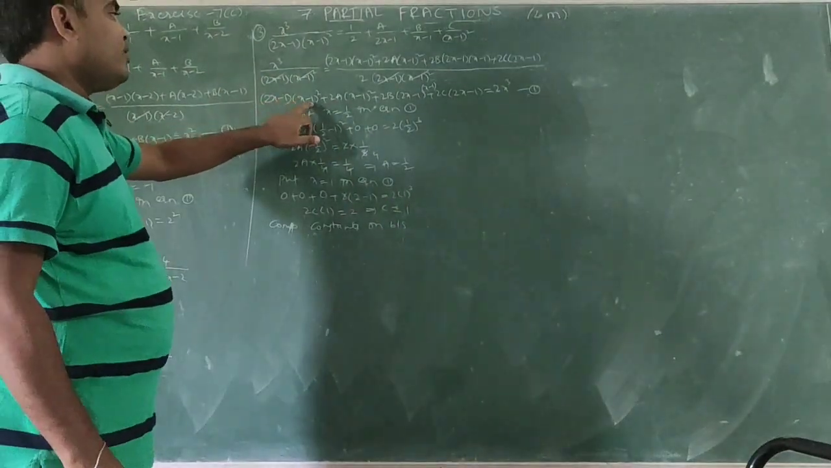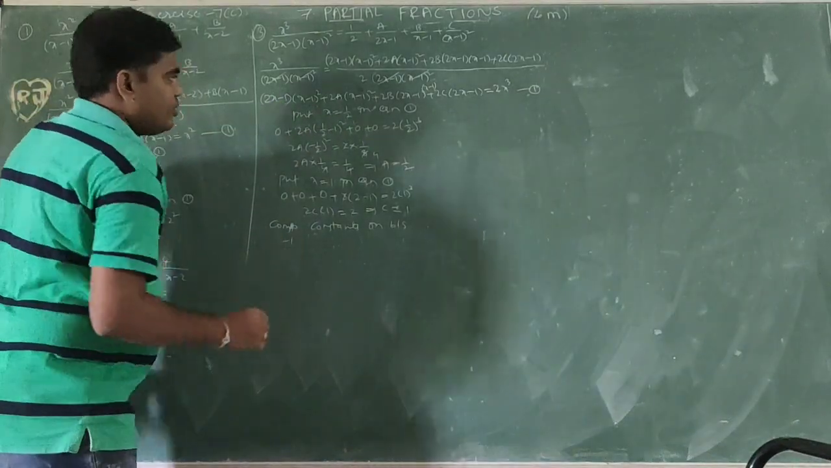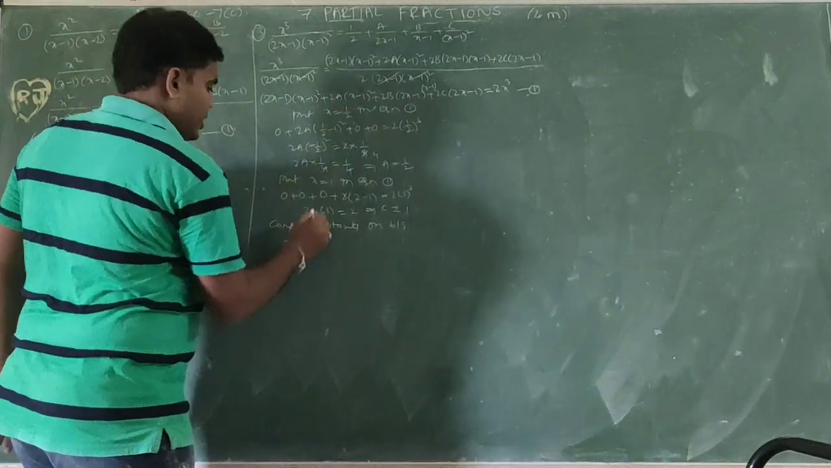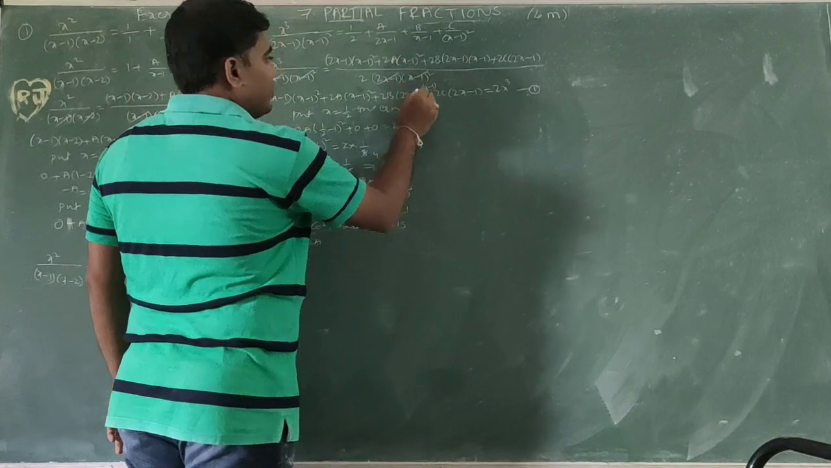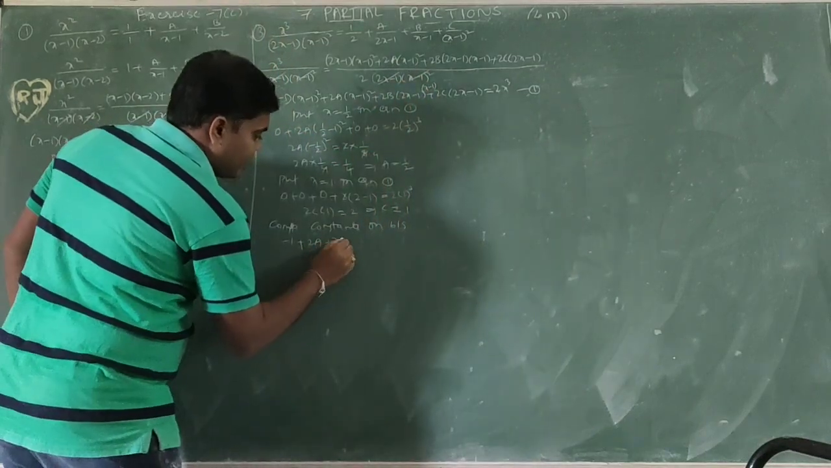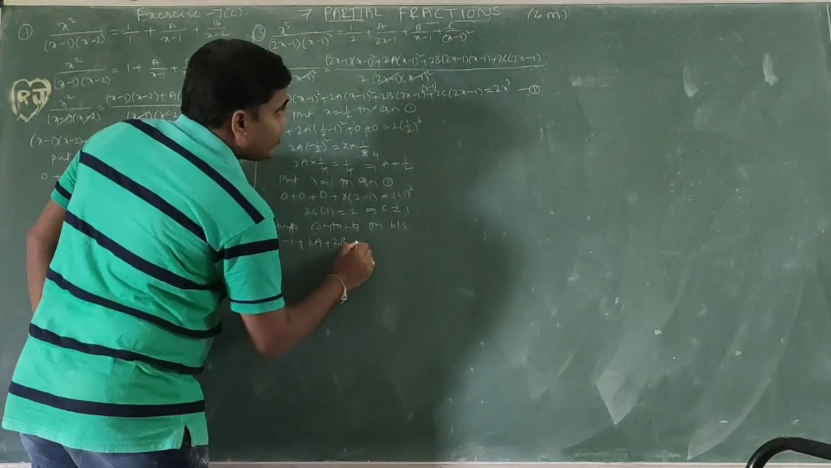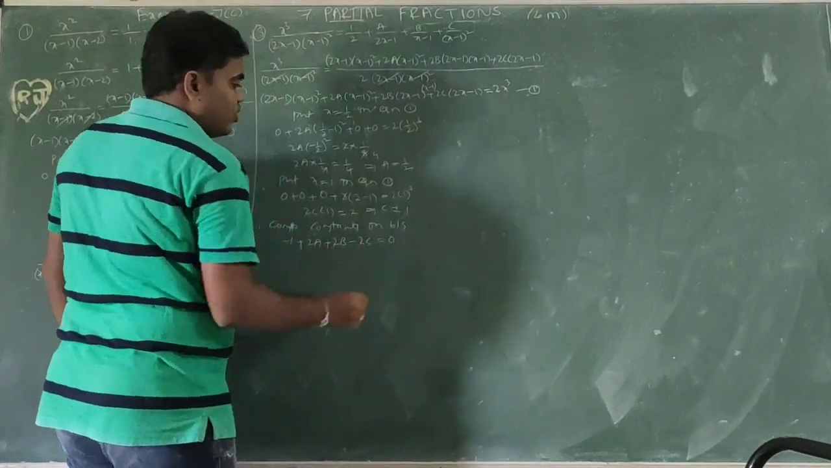So this is minus 1 whole square plus 1, 1 into minus 1 minus 1. Minus 1 whole square plus 1, 1 into 2a, 2a. Minus 1 into minus 1 plus 1, 1 into 2b, 2b. Minus 1 into 2c, 2c. Minus 1 into 2c minus 2c equal to, there won't be any constant, equal to 0.